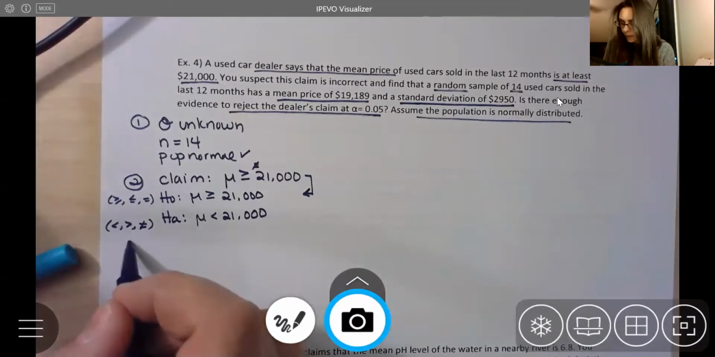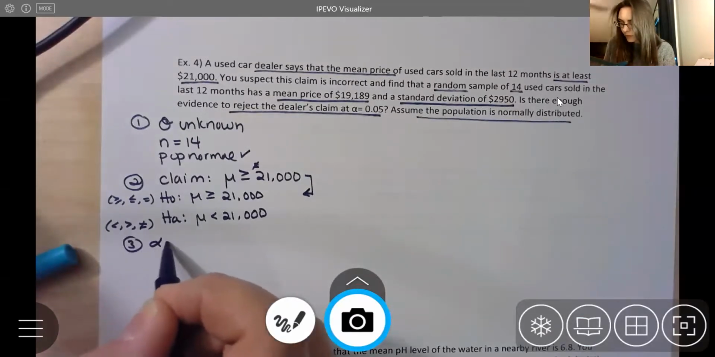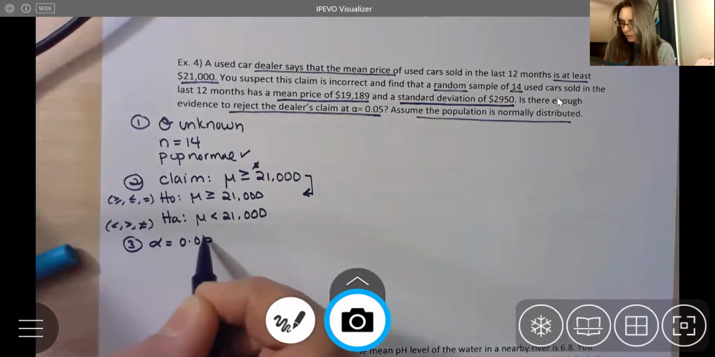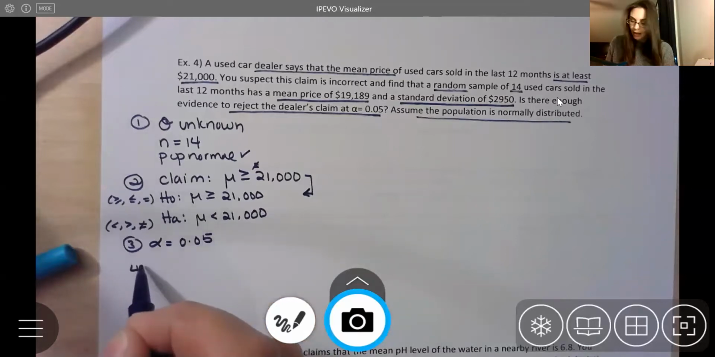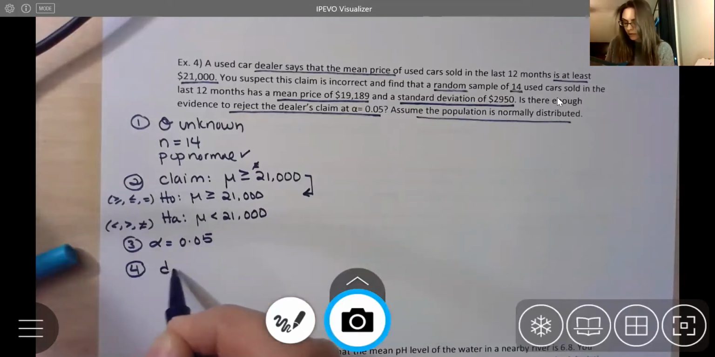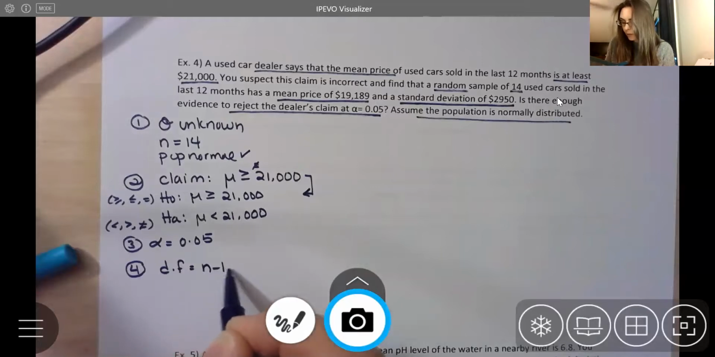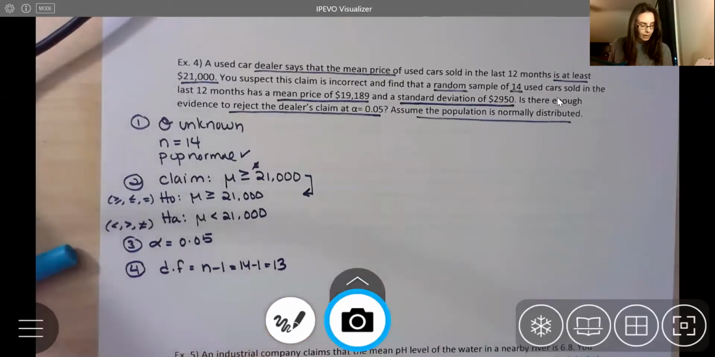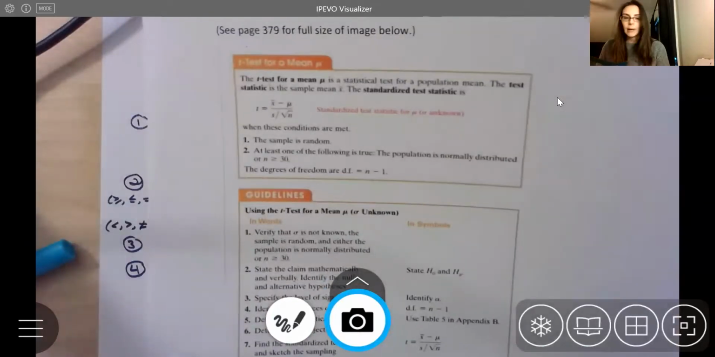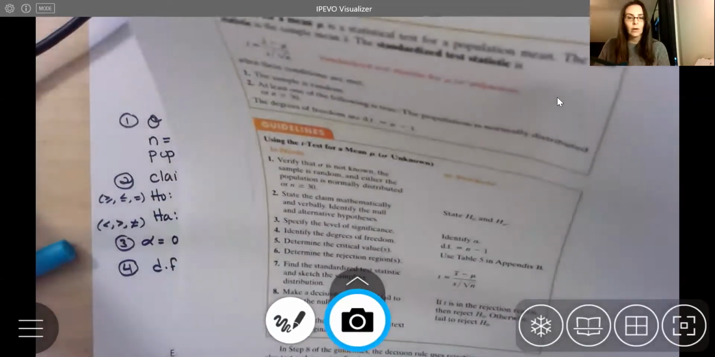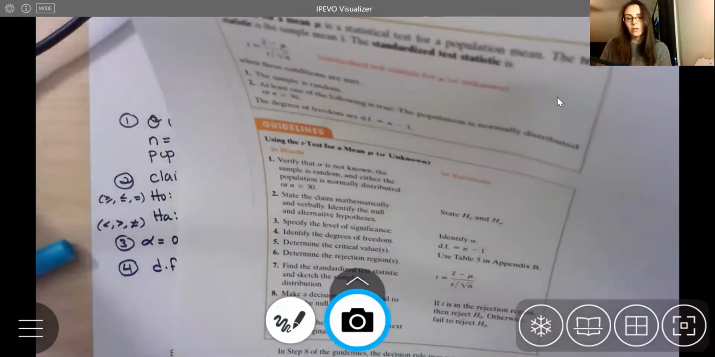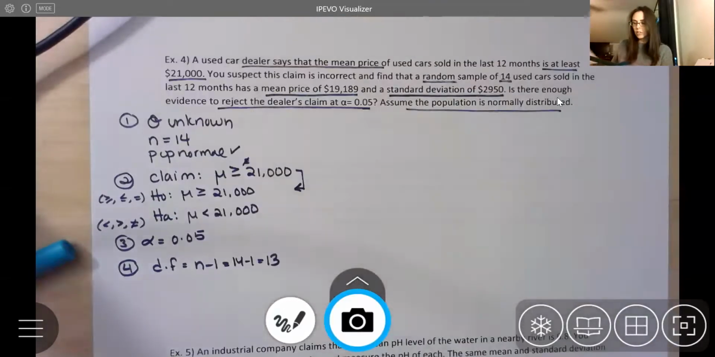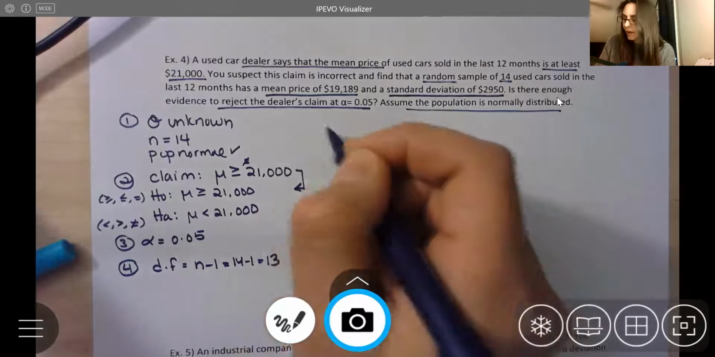The third step is to define the level of significance, which is your alpha. So we're told our alpha here is 0.05. And then the fourth step is to find the degrees of freedom, which is n-1. Our n here is 14, so 14 minus 1 is 13. Now, the fifth and sixth step, and again, I'm just going back here to my guidelines from the page of 4, are about finding those critical values, finding those rejection regions. So I'm going to do this at the same time.